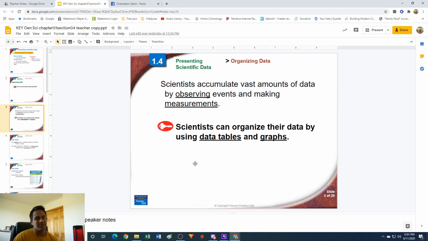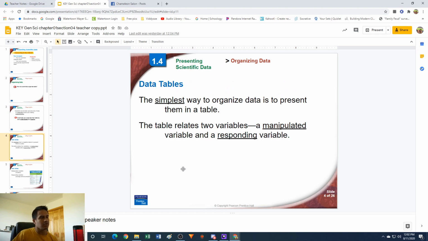Okay, data tables are usually helpful to organize the information that we are getting while we're doing an experiment, and graphs are usually made after the experiment's done with the data we've already got to then help communicate results to people. Okay, so data tables are more commonly used during the experimenting process. Graphs are used afterwards.